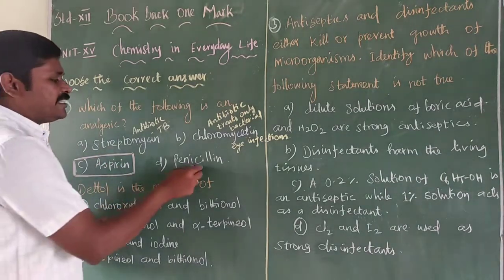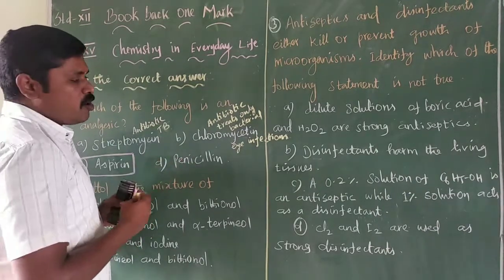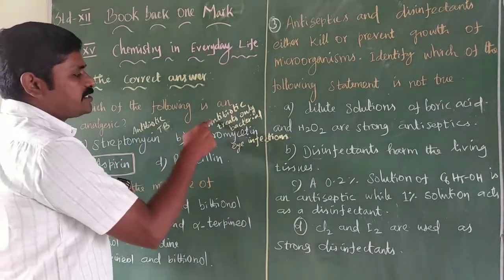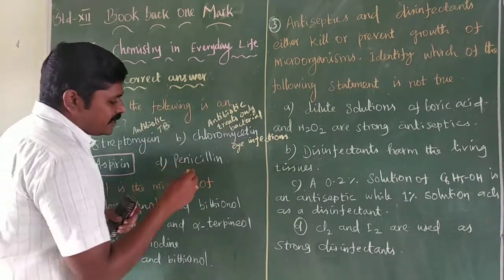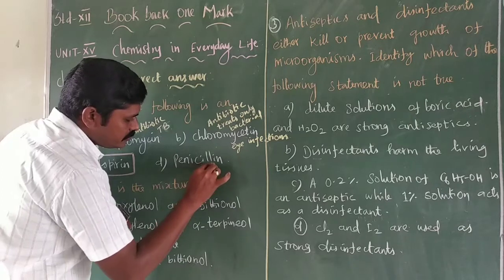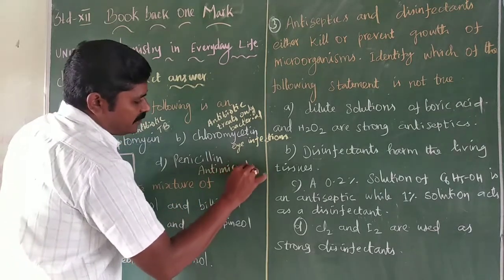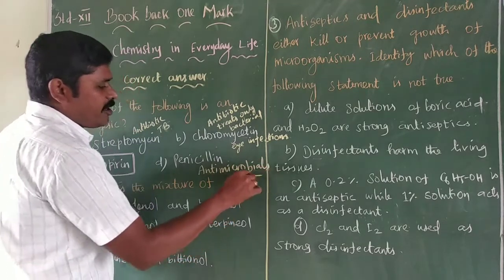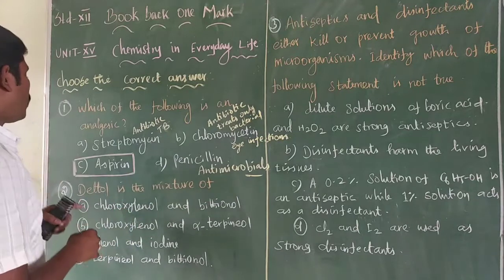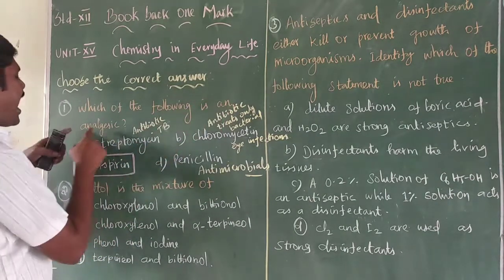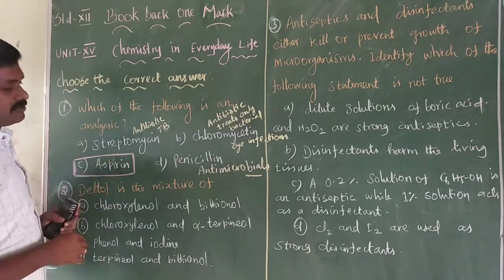Right? So penicillin is an antimicrobial, நுண்ணுயிர் எதிரிகள். Antibiotics, நுண்ணுயிர் கொல்லி. Penicillin is an antimicrobial. So, which of the following is an analgesic? Aspirin is an analgesic. Right?